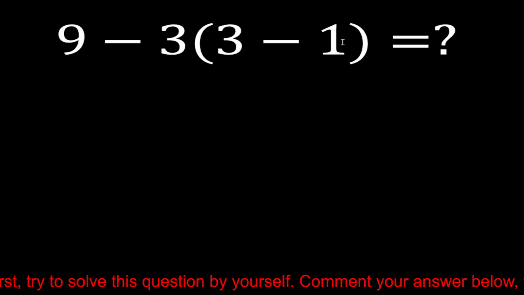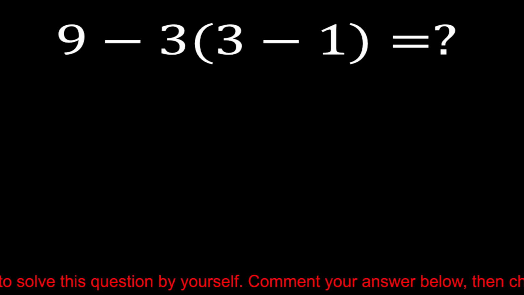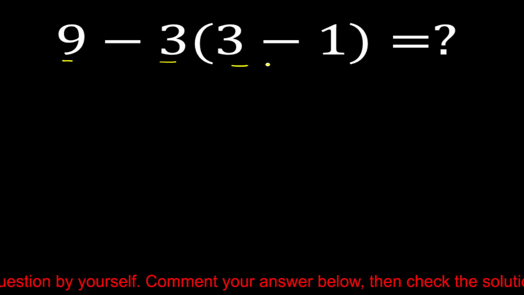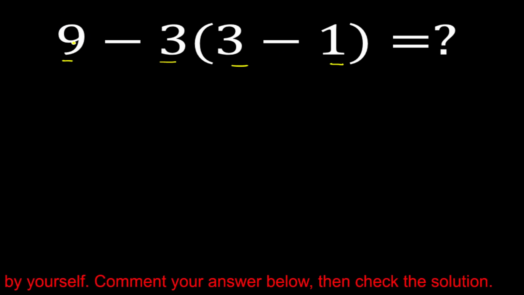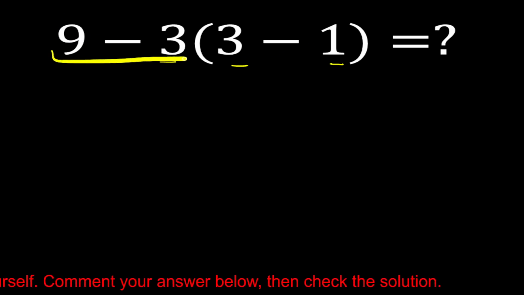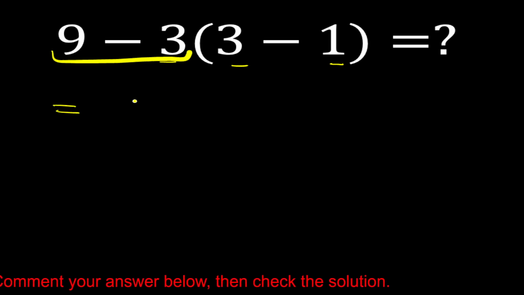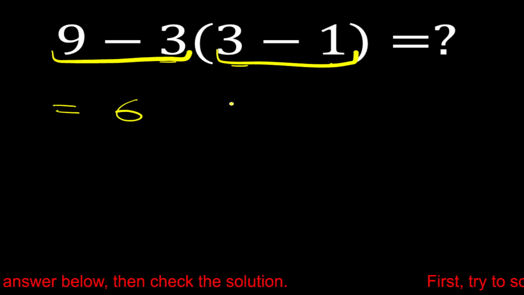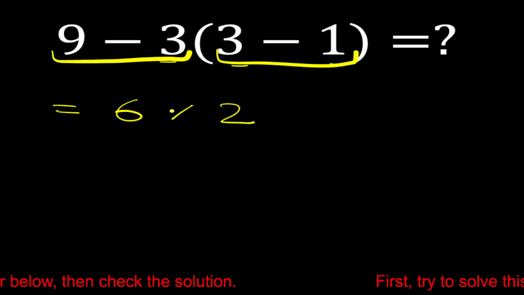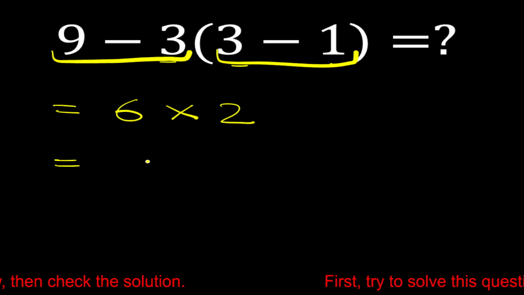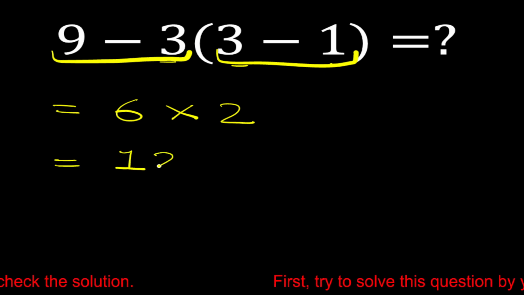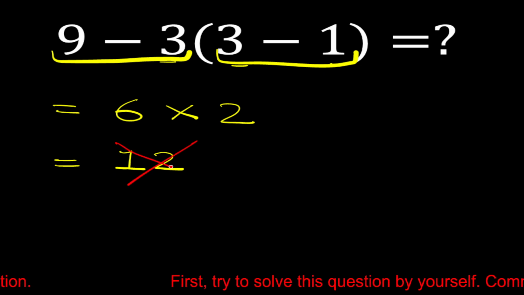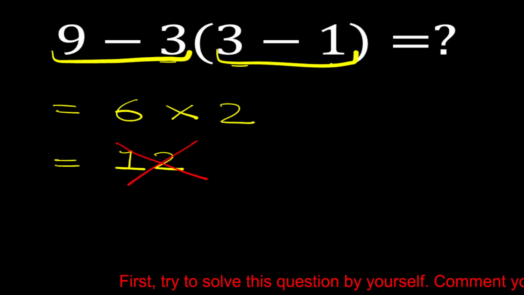So here we have a question: 9 minus 3, then again 3 minus 1. Most people solve this question like this: 9 minus 3 is equal to 6. Then 3 minus 1 is equal to 2. Now 6 multiplied by 2 is equal to 12. Okay. But here they are wrong because this answer is not correct. This answer is completely wrong.